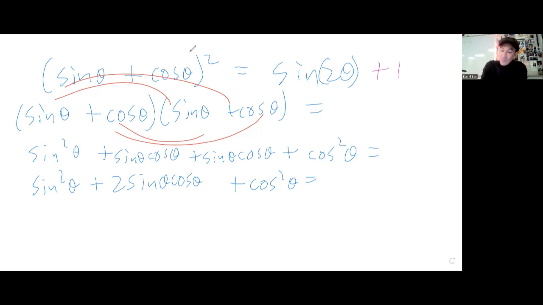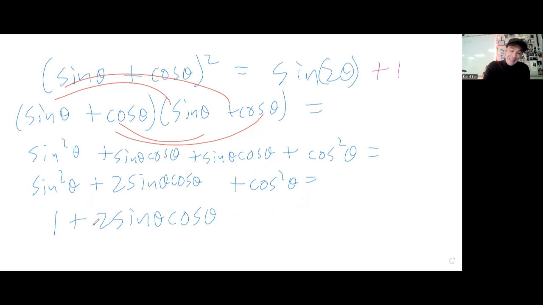How about this purple team? How about that piece combined with that piece? That purple team, sine squared plus cosine squared, we know that famously gives us back 1. So this is going to be 1 plus 2 sine cosine. Now, if you just take a sneak peek at the right-hand side, the ones are supposed to match, and they do.